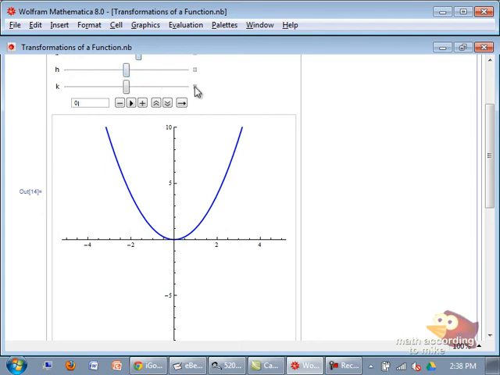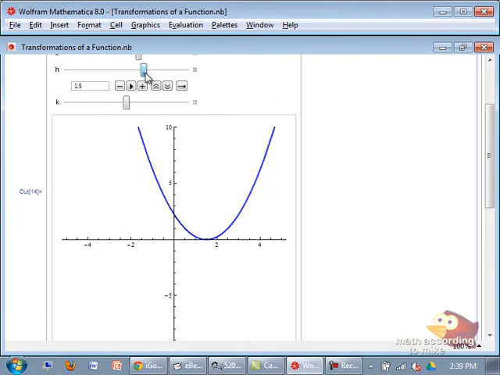The horizontal transformation is dictated by h, which we also saw with circles. It was your left-right movement. It does not act how you think it would act. As you increase h, it moves to the right. If you decrease h, it moves to the left. Mike, that looks like it's acting how it should act. Well, it's all about the general form.